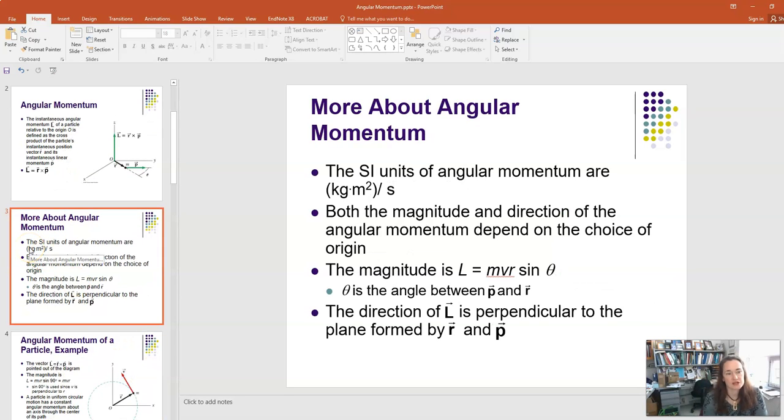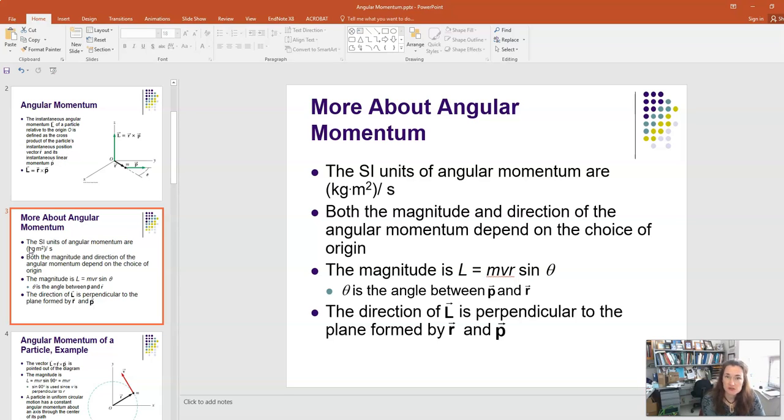Now that makes the SI units of the angular momentum: the units of r are, of course, meters, and the units of p are kilograms times meters per second. And so the SI units of angular momentum are then kilograms times meters squared divided by seconds. We don't have a special name for this unit, we just leave it as kilograms times meters squared divided by seconds. Now, both the magnitude and the direction of the angular momentum depend on the choice of origin, or the point about which you're trying to find your angular momentum. So if you change the point, you change the value of the angular momentum because the position vector r will change.